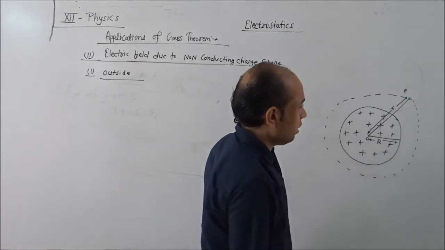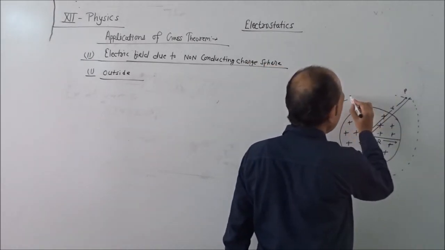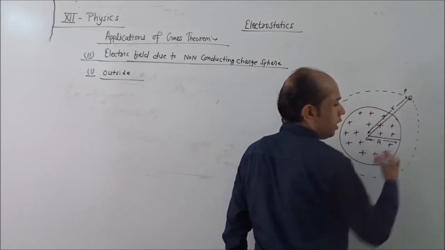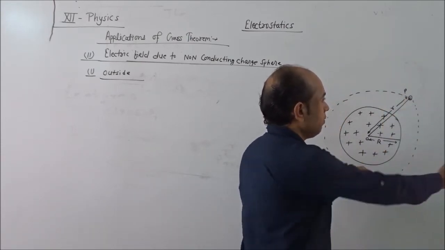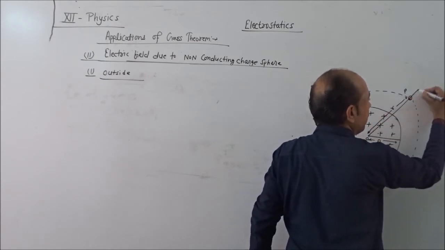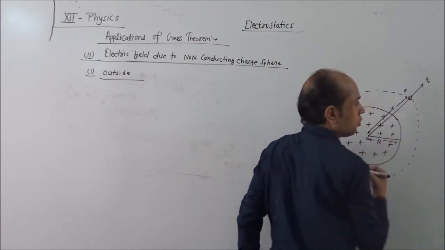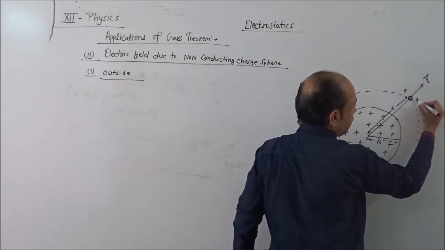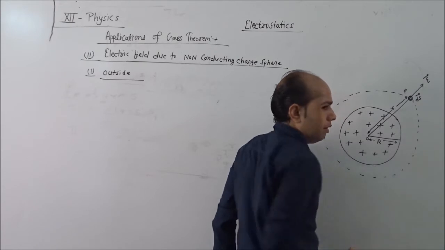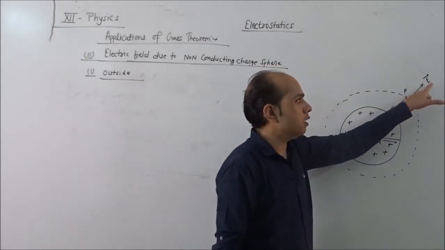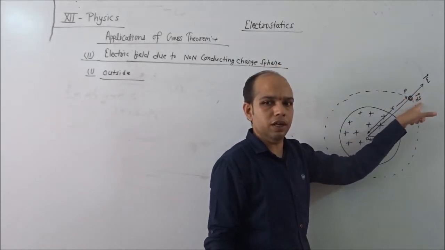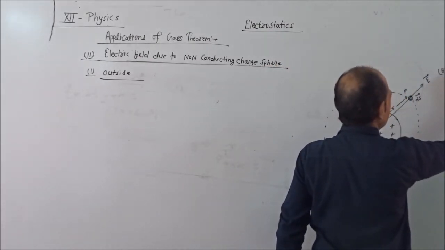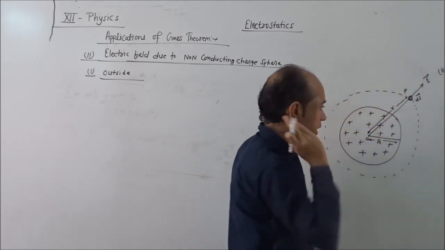So this represents here an imaginary Gaussian surface. Now at point P we calculate the electric field. Because of the positive charge Q, the direction of the electric field is outward. If we take a small area ds, the angle between E and ds is 0 degrees. So theta is 0 degrees.